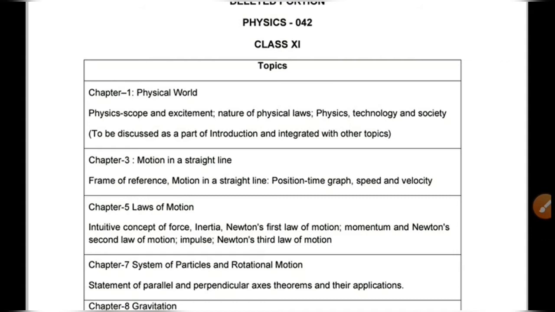Now let's move to today's session, that is units and measurement, part 4.